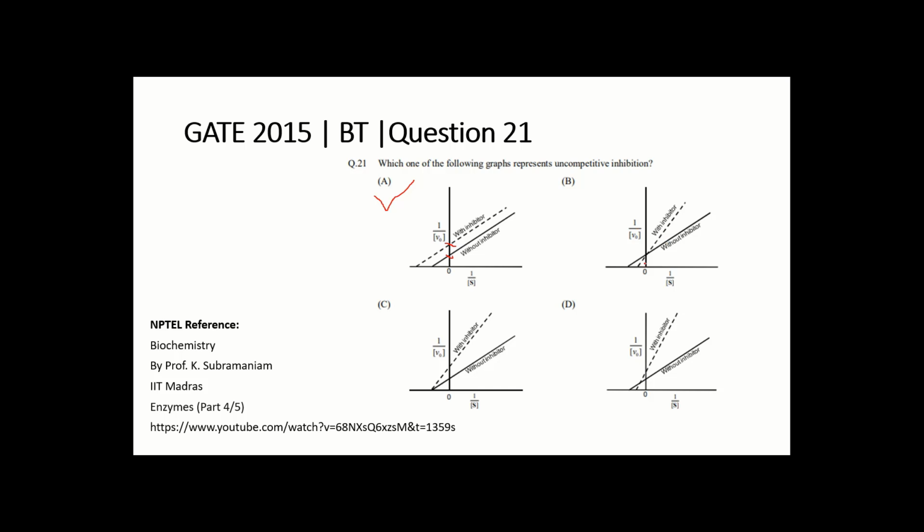In the second option, see here the intercept length is the same, and also the lines are not parallel, so it can't be uncompetitive inhibition. In the third option, the intercept length has increased with inhibitor, but the lines are not parallel, so it is also not a case of uncompetitive inhibition. In option D, with inhibitor the intercept length is more than without inhibitor, but the lines are not parallel, so it cannot be uncompetitive inhibition. So option A is the correct answer.